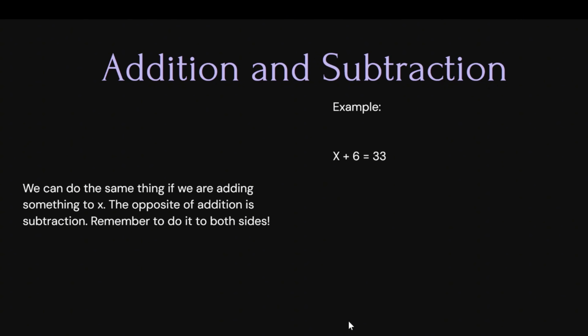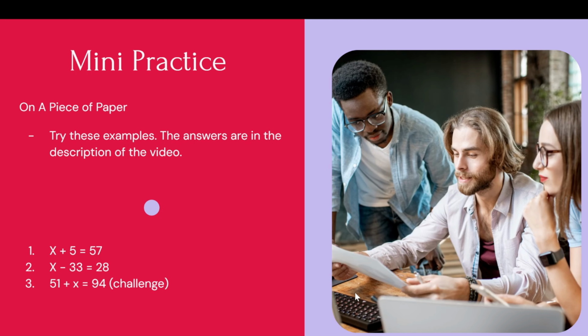Oh, okay. So we can also do the same thing if we're adding something to x, right? Because if we're adding, then we just subtract. And so let's look at this example. We have x plus 6. So what do you think we have to do? Yeah, we subtract 6 from both sides. And this one's going to go away. And then we're going to have 33 minus 6, which is 27.